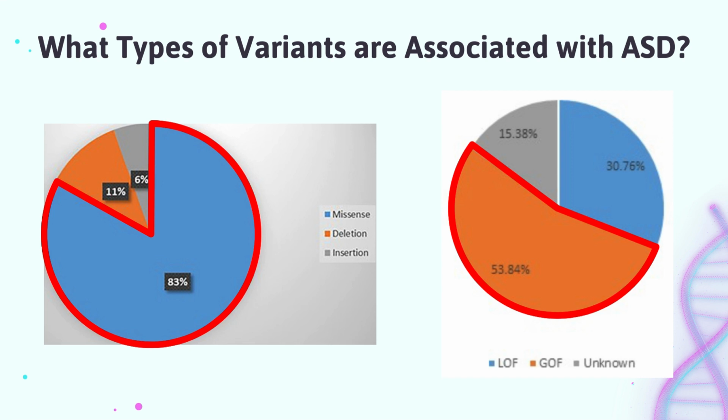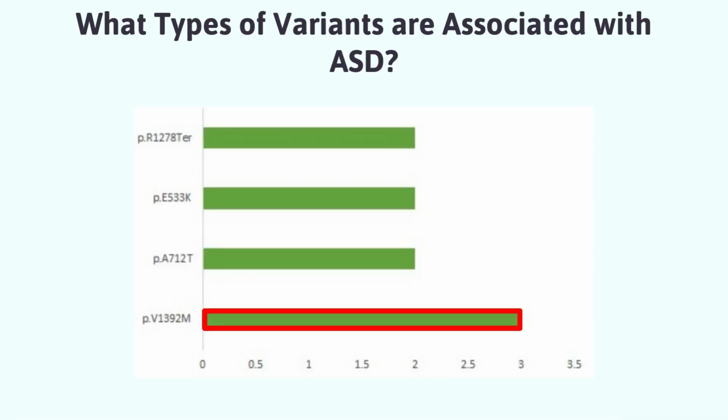Moving on to ASD, the researchers found that the majority of variants associated with ASD were missense variants. Gain of function was the most prevalent functional impact, which contrasts the common functional impacts for the other two phenotypes. The most recurrent variant for ASD was the V1392M variant, which was recurrent in all three phenotypes.